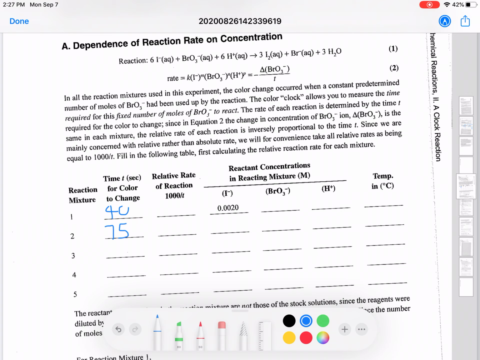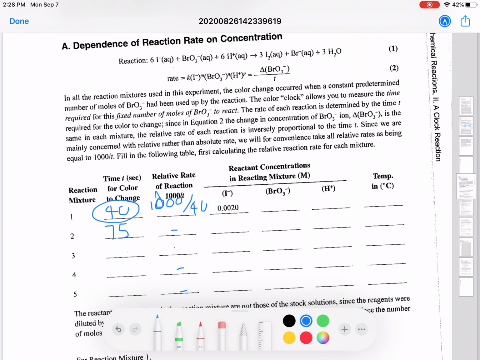And then the relative rate of the reaction. So the rate is going to be inversely proportional to the time. So once you get that 40 seconds, what you're going to do here is 1000 over 40, and then you write down the number right there. 1000 over the time, this time. So likewise, you will get the data from your virtual lab. You do 1000 over 40 and write down those numbers over here.